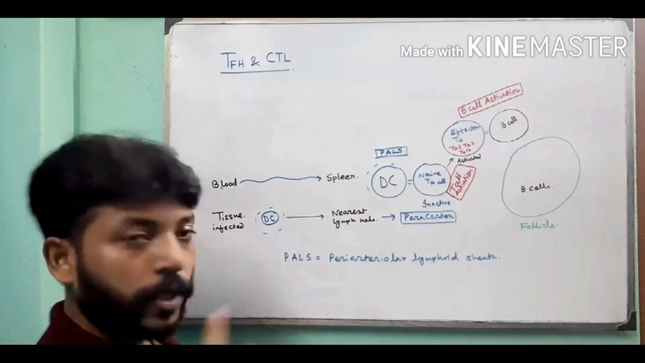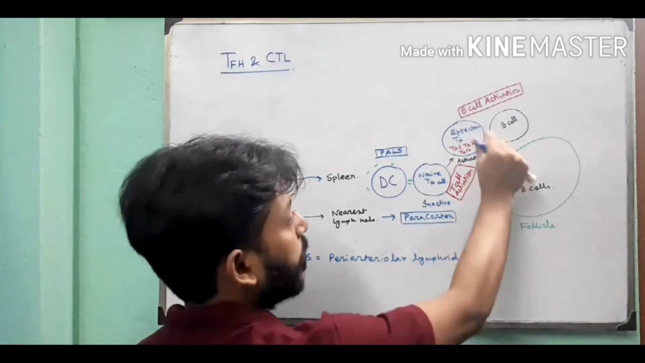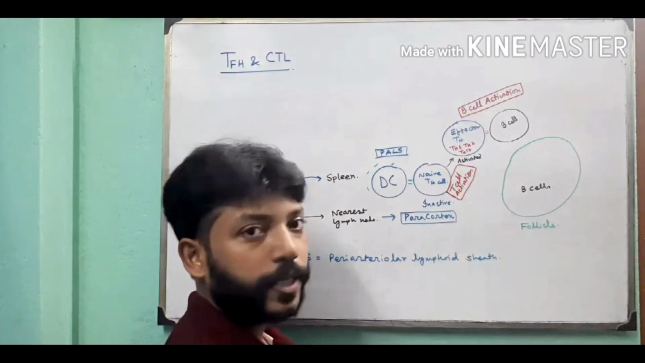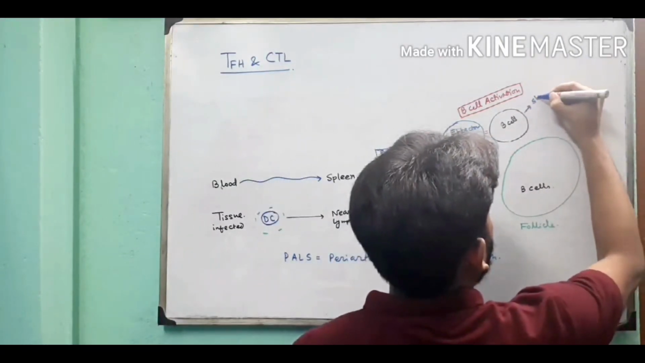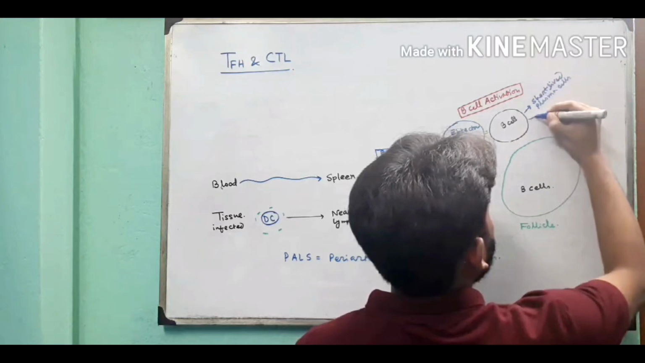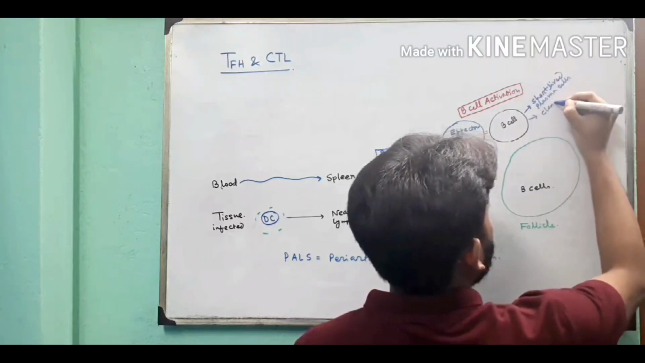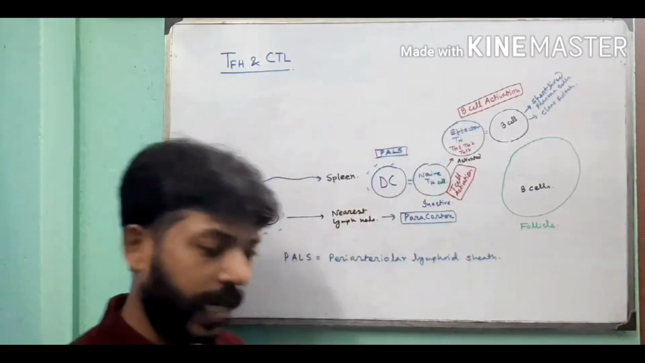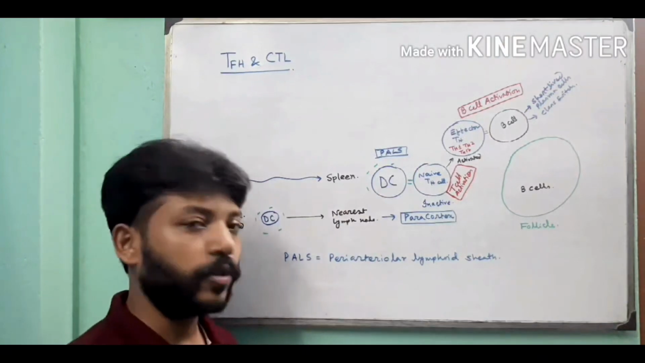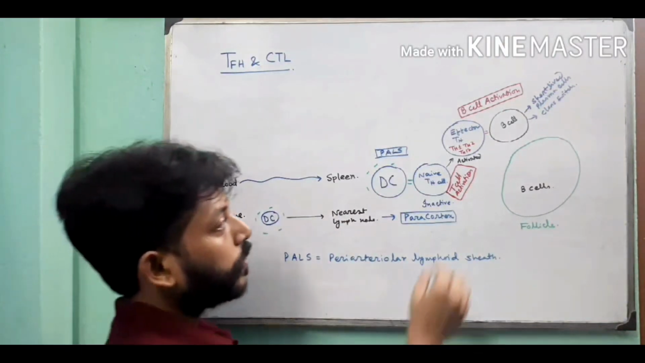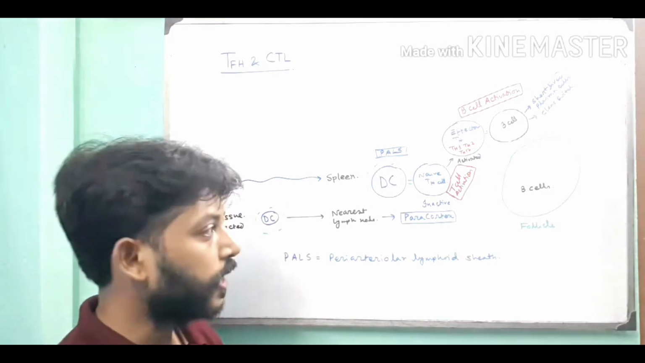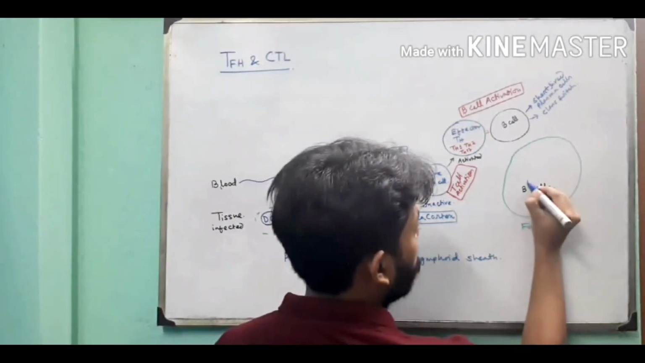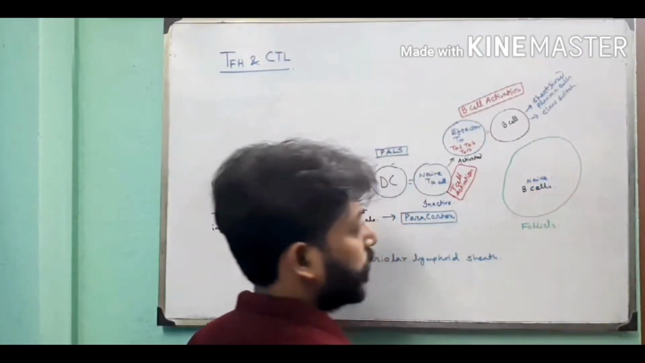Two things occur when these effector cells and B cells interact. One is that the B cell becomes a short-lived plasma cell, and they class switch their antibody. I have already discussed class switching. So this B cell class switches its antibody. At the beginning, naive B cells, that means inactive B cells, are present in the follicle.